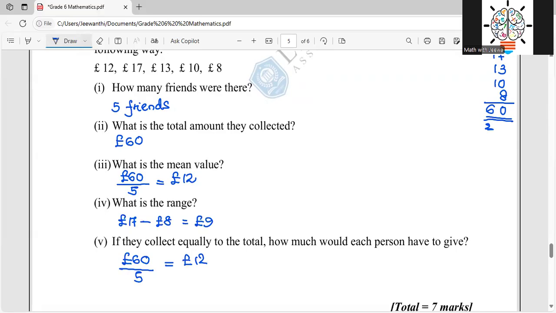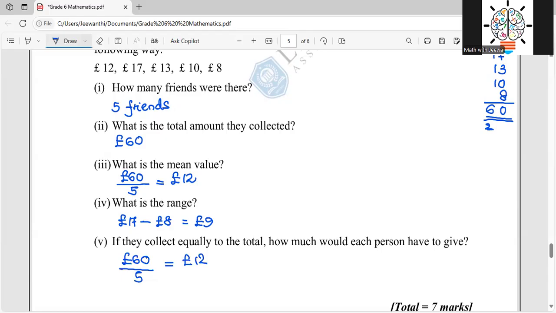How do you find it? You divide the total amount they have collected by the number of friends. So it gives me 12 pounds. How do you find the range? The difference between the highest amount you have collected and the lowest amount you have collected. So then it is 9 pounds.